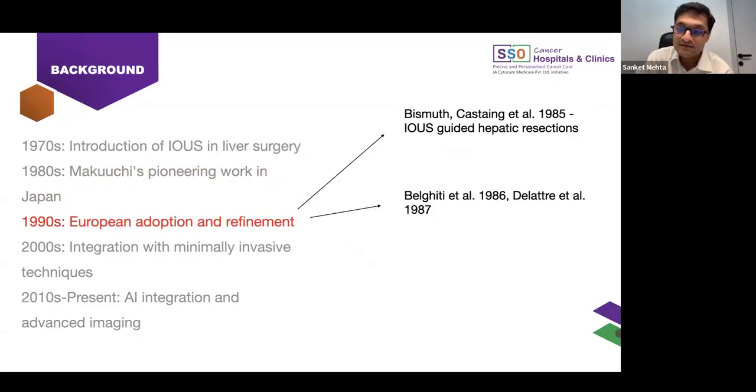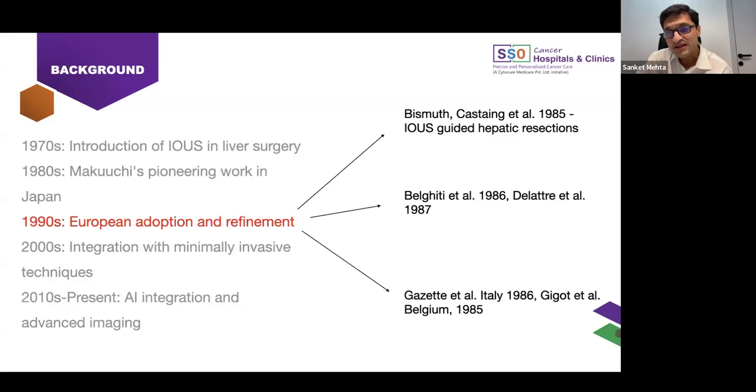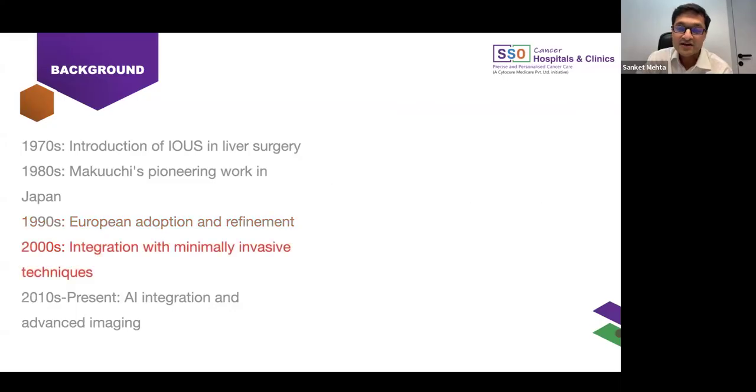Obviously, Belghiti and Bismuth were professional rivals for a very long time. So Belghiti was not far behind, followed by Delattre. And then the Italians took over, and then finally the guys from Belgium. So within a span of 2 years, a lot of centers across the world adopted intraop ultrasound to refine their liver work. But this was all in the field of open surgery.